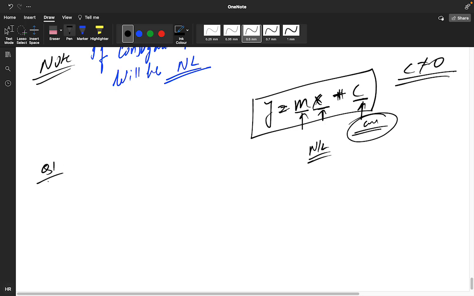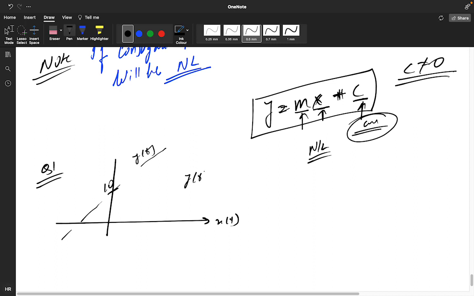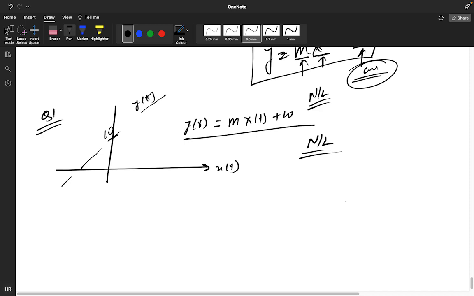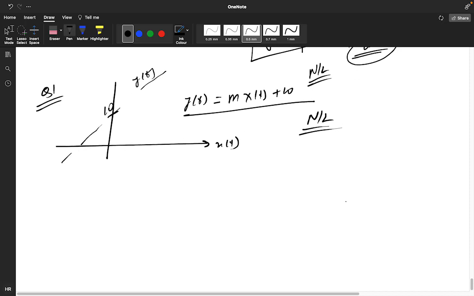So question number 1. This is your x of t. This is a particular graph. This value is 10. This is y of t. So you are getting y of t is equal to mx of t plus 10. This system is non-linear. You can apply the rules of additivity and homogeneity, and you will see that it is non-linear.